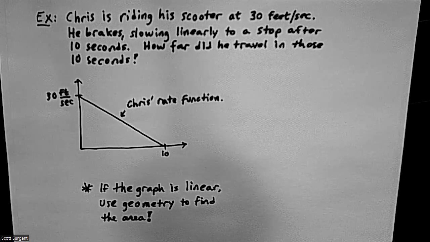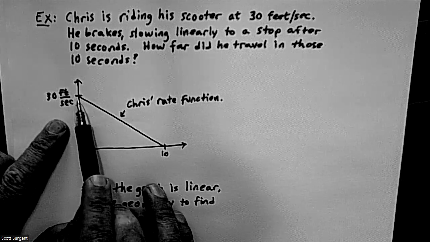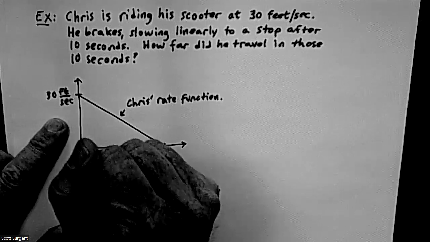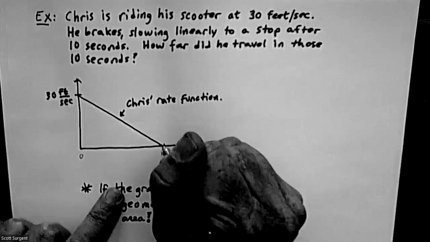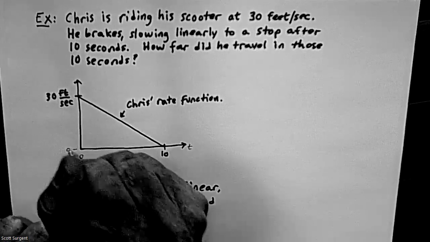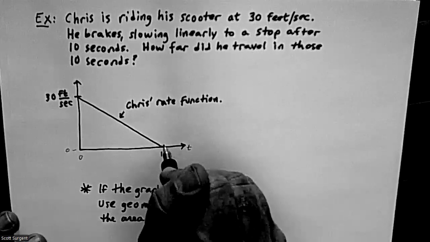So let's look at a case where the rate function is not horizontal, so we can't use rectangles. Chris is riding his scooter at 30 feet per second. He brakes, slowing linearly to a stop after 10 seconds. How far did he travel in those 10 seconds? Well, I have a graph here. It starts at 30 feet per second, so that at the moment he starts the braking, we'll call that time 0. And then 10 seconds later, his velocity is actually at 0. So 0 on the y-axis, okay?